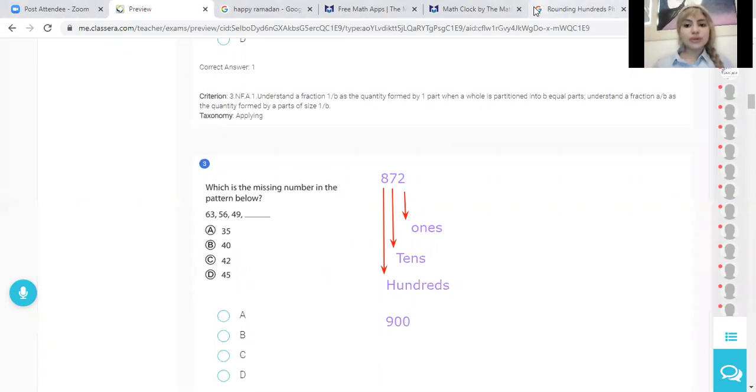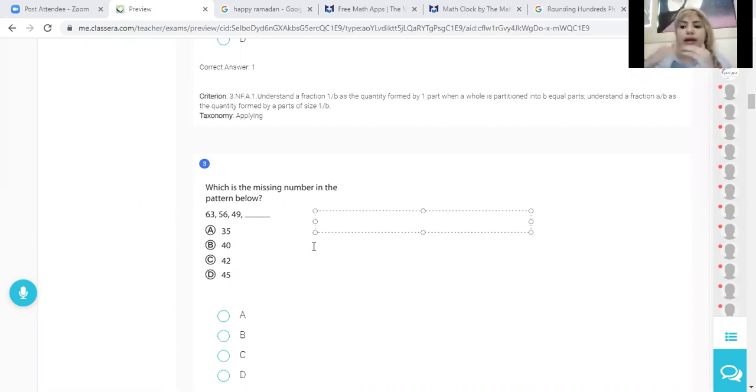This is a very important concept. What are the steps of answering this question? I will ask myself first, am I leveling up or down? Am I doing plus or minus? 49 is smaller than 56, so I am minusing. Okay, so the first thing I use minus. Minus what? Minus how much?